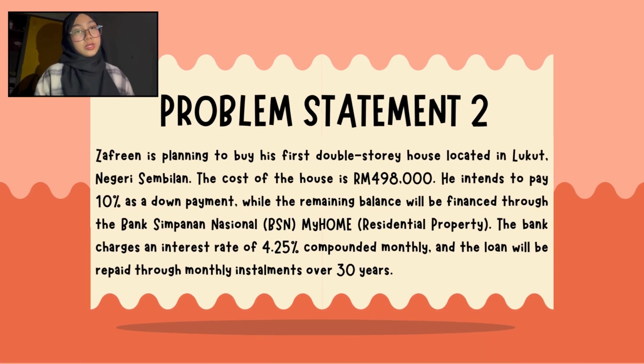Problem Statement 2. Zafrin is planning to buy his first double-story house located in Lukut, Negeri Sembilan. The cost of the house is RM498,000. He intends to pay 10% as a down payment, while the remaining balance will be financed through the Bank Simpanan Nasional BSN My Home Residential Property.